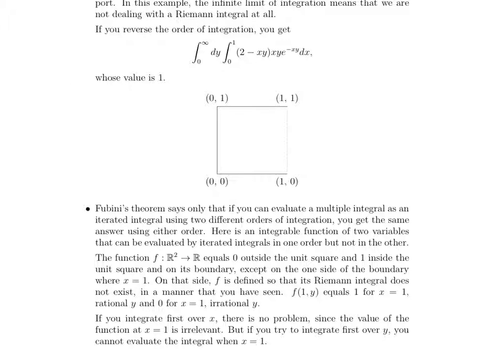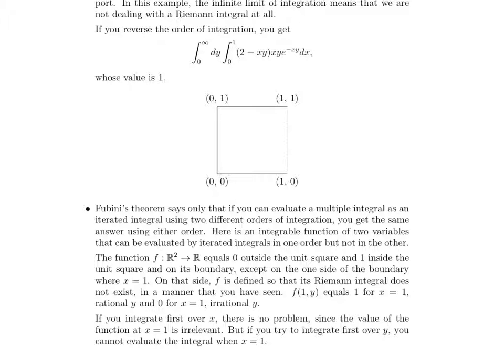Another thing to emphasize is that Fubini's theorem says only that if you can evaluate a multiple integral as an iterated integral using two different orders of integration, you will get the same answer using either order. Meaning that only if you're able to integrate it in either order will you get the same value. Here's an example of an integrable function of two variables that can be evaluated by iterated integrals in one order but not in the other.